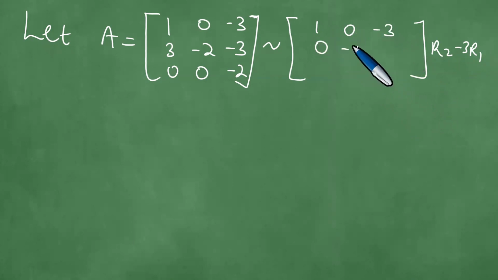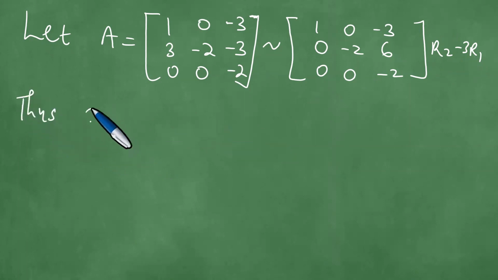The first row stays 1, 0, -3, and here we have a 0, -2, and here we get exactly -3 times -3, which gives us a 9, minus 3, giving us a 6, 0, 0, -2. We have exactly this particular matrix here. And this particular matrix here is actually the required matrix, which is the matrix in upper triangular form. Thus, we can call this matrix U.